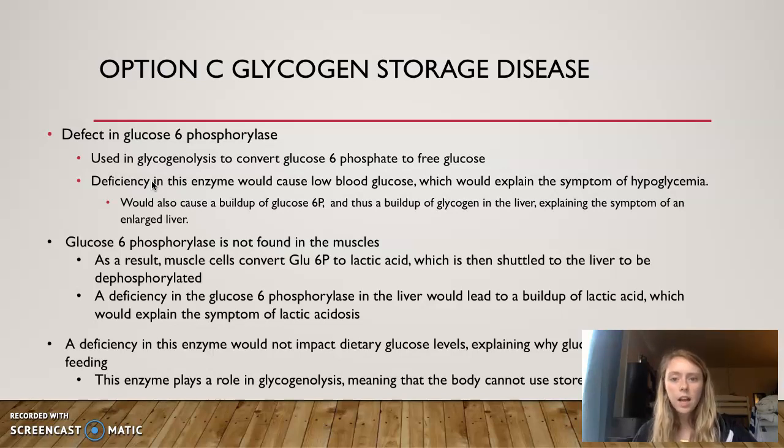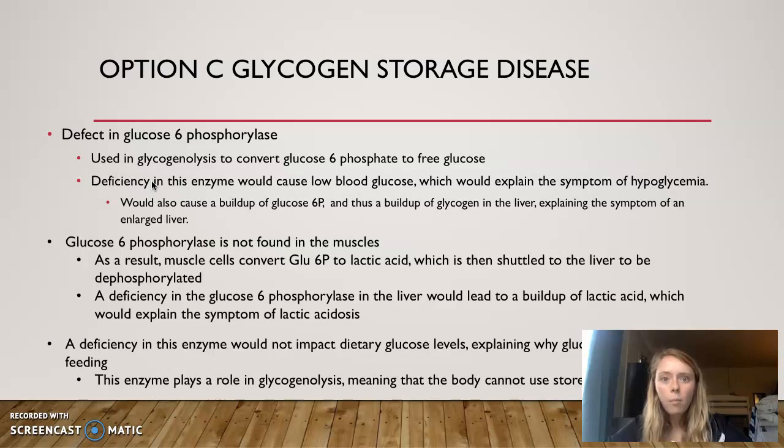6-phosphorylase, and this enzyme is used in glycogenolysis to convert glucose 6-phosphate to free glucose. So in glycogenolysis, you start out with glycogen, and then an enzyme called glycogen phosphorylase phosphorylates the glycogen and breaks off a glucose and turns it into glucose 6-phosphate. This glucose 6-phosphate needs to be broken down to free glucose. So there's this enzyme in the endoplasmic reticulum called glucose 6-phosphorylase, which dephosphorylates it so that your glucose can be taken up by the blood.